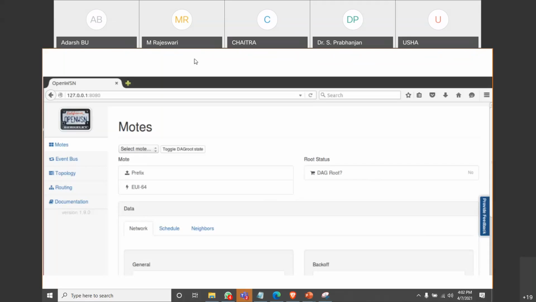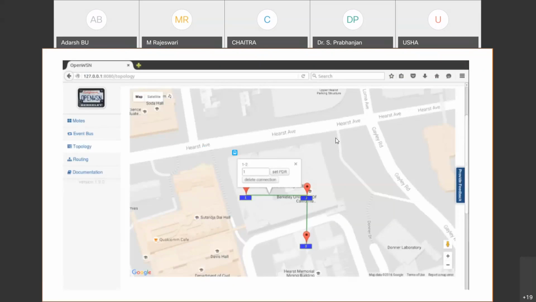Let me show that part as well. You can see my screen. In the topology, this is how the devices are connected: the first device, second device, and the third device. Here, the first device is our DAG root. This DAG root is the gateway device.